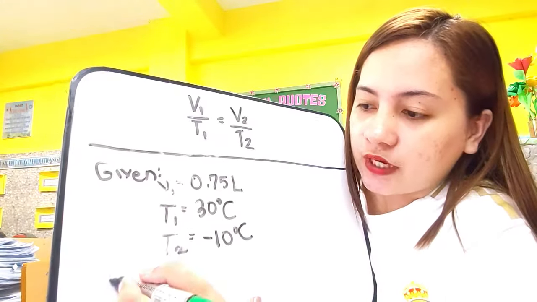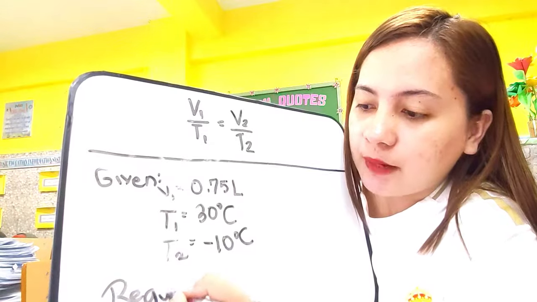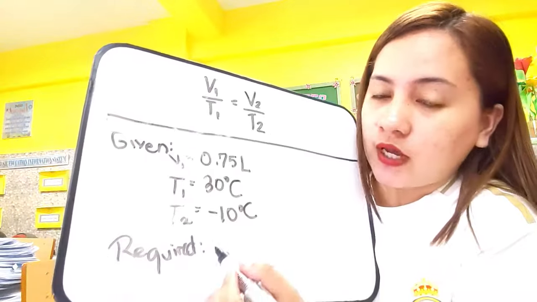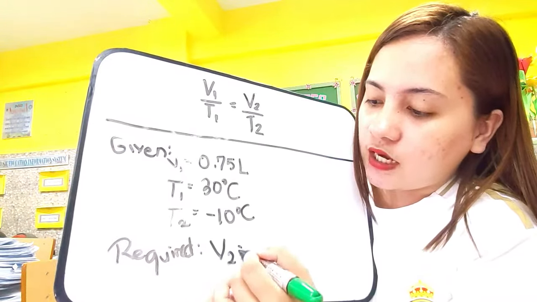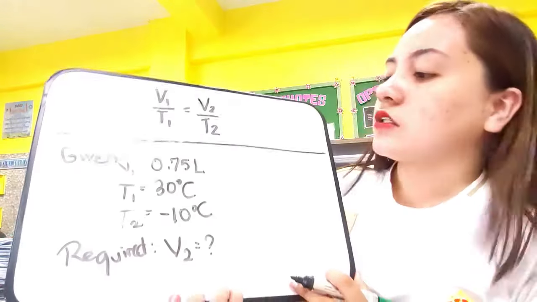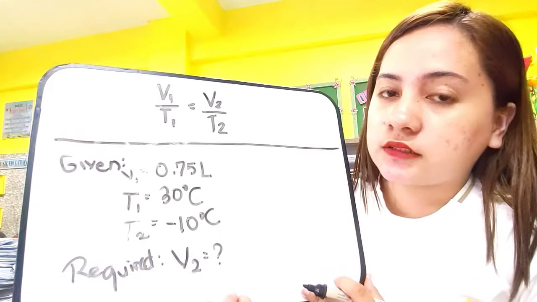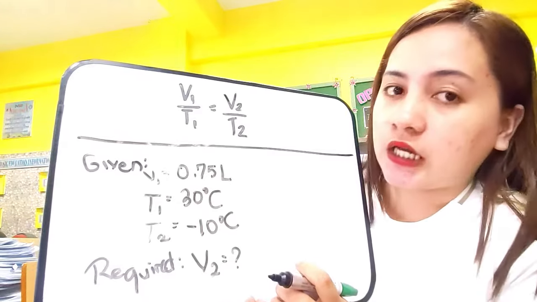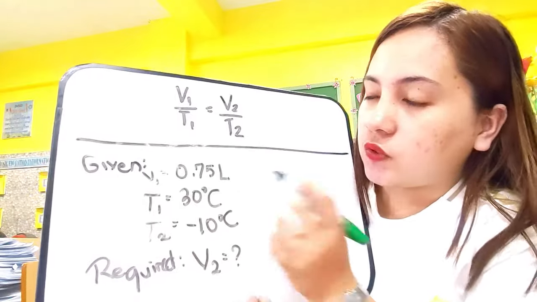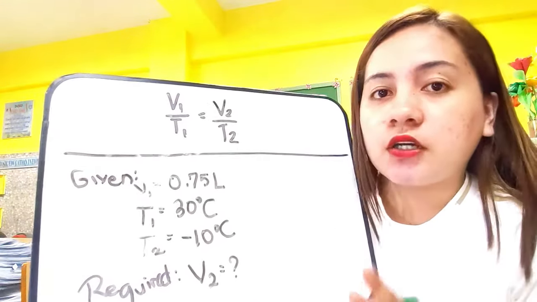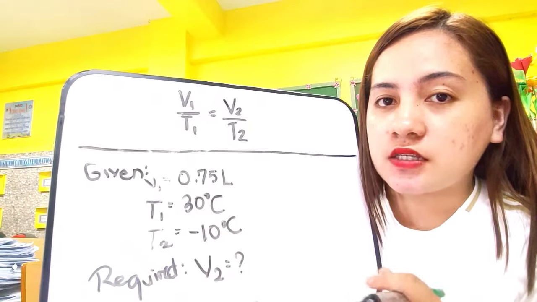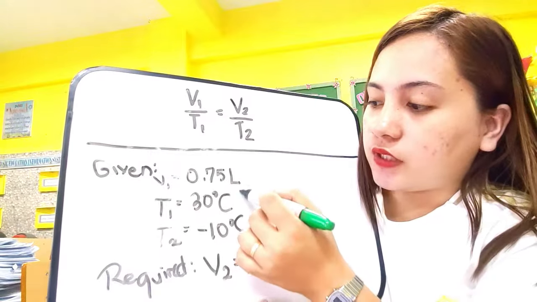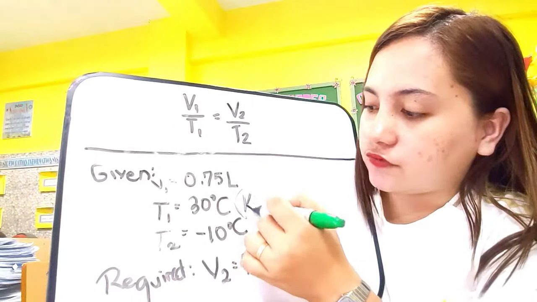Find out what will happen to the volume of the balloon. So, yung ating required dito is the final volume. Okay? So, ang una nating dapat gawin dito, itong mga temperature dapat natin ay naka-convert na into Kelvin. Kagaya nung itinuro ko sa inyo kanina, you need to convert it using K is equals to degrees Celsius plus 273.15.